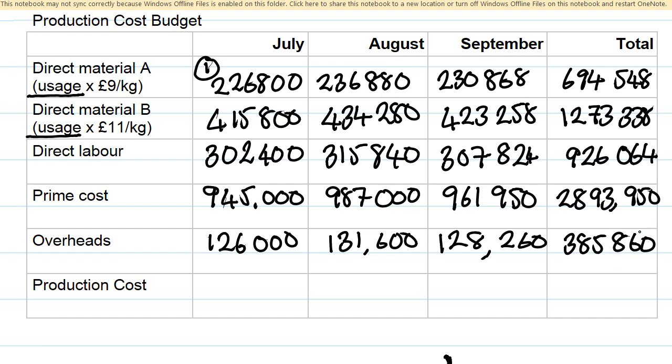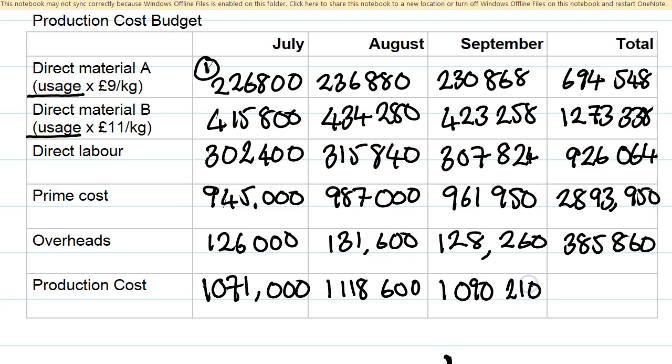In total, if we add all our overheads up, £385,860. So now to finish off our production cost budget, we take our prime cost, add our overheads, and that will give us our production costs: £1,071,000 for July, £1,118,600 for August, and £1,090,210 for September. For the whole 3 months, the total cost £3,279,810. And there we've completed our production cost budget, which brings together material A costs of usage, material B costs of usage, labour costs, and we add in finally our overheads.